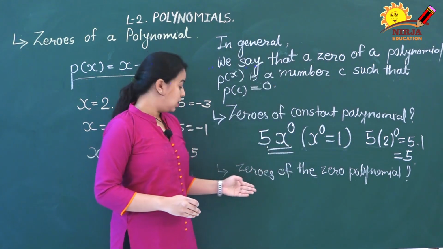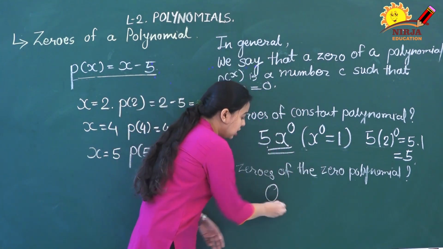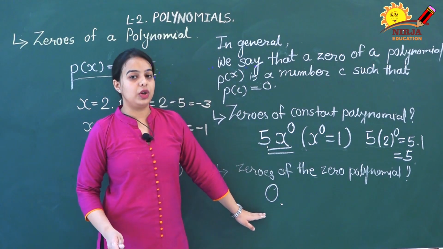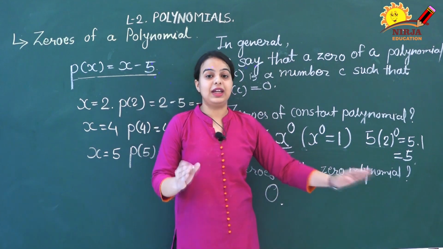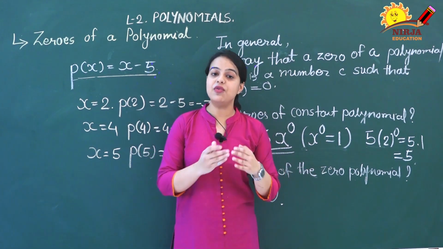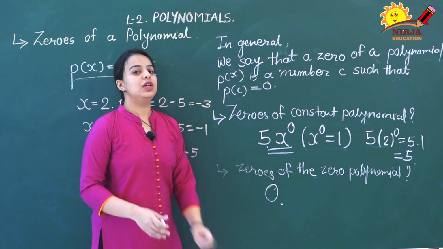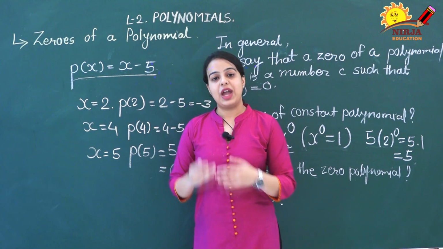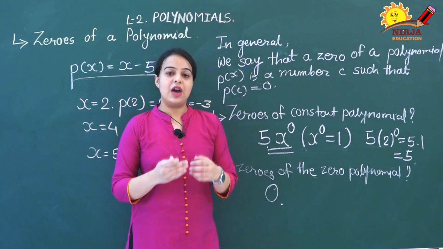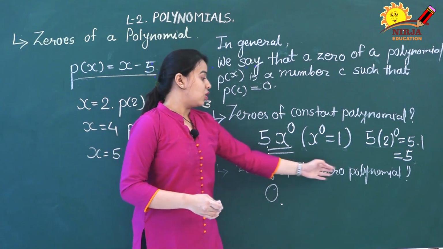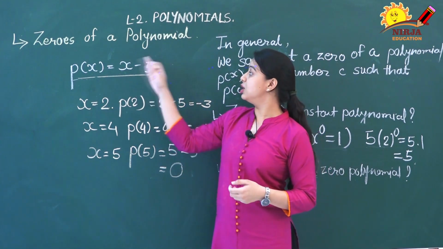Our second question is, what about zeros of the 0 polynomial? This 0 we can consider as 0 polynomial. So for this, answer is zeros of the 0 polynomial can be any real number, every real number. Why? Because any real number multiplied by 0 is always 0. So in case of any real number, we are always going to get answer as 0. So we can consider every real number as a zero of the zero polynomial. So I hope now you are having clear idea about zeros of polynomial.